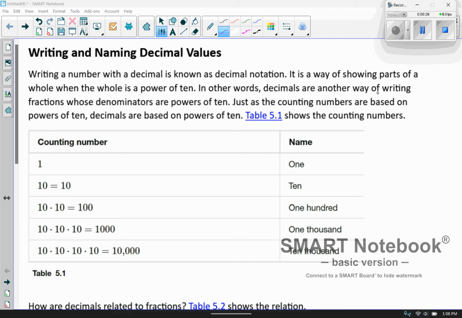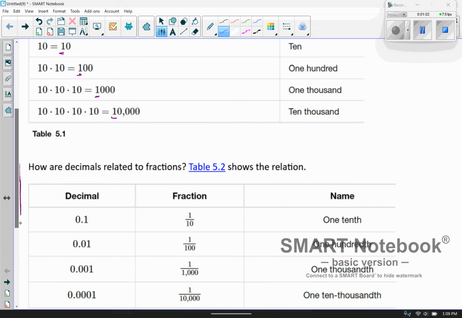Just as the counting numbers are based on powers of 10, decimals are going to be based on powers of 10, and we're going to look at these tables to show that. Looking at our whole numbers, if you recall, our ones place right here, anytime you multiply by 10, you're basically going to move a place value to the left. So this would be our tens place, then our hundreds, thousands, 10,000s place. And what if we go in reverse? Instead of multiplying by 10, what if we divide by 10? That's what we're going to look at down here.